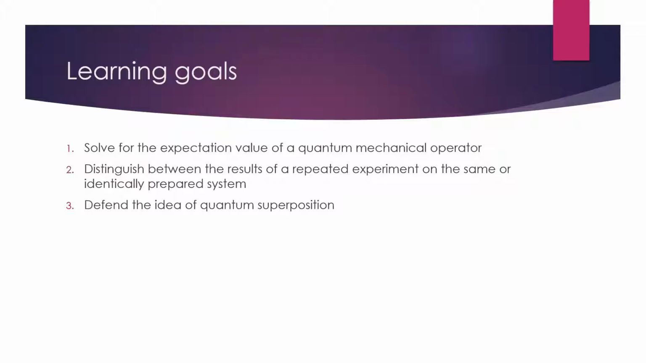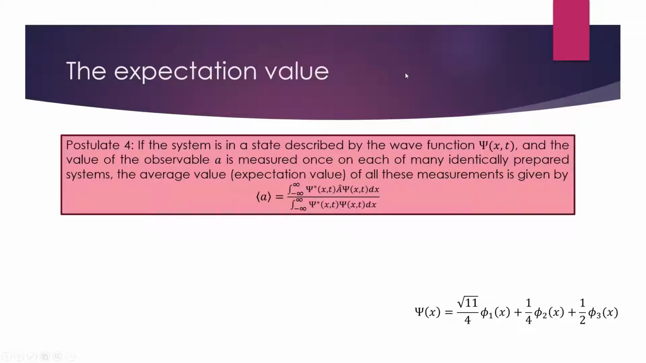The tool that we're going to use to address those is the fourth quantum mechanical postulate, shown here. Postulate 4 states that if a system is in a state described by the wave function psi of x and t, and we are interested in the value of observable A, and we measured that once on each of many identically prepared systems, the average value, which we'll often call the expectation value of all of these measurements, is given by this following expression here.